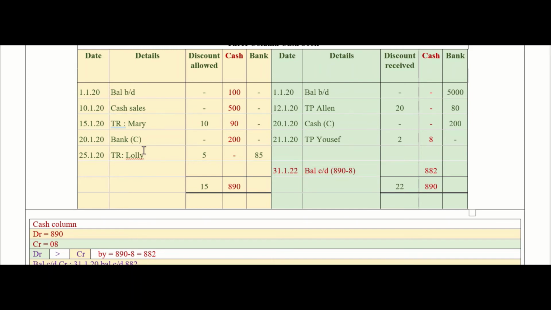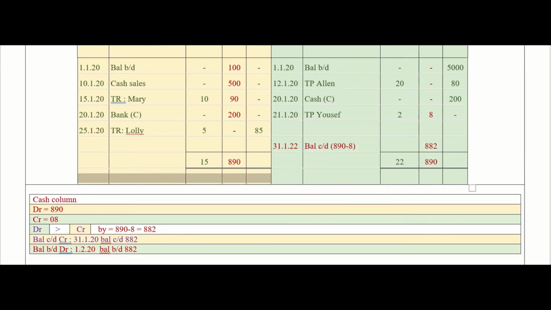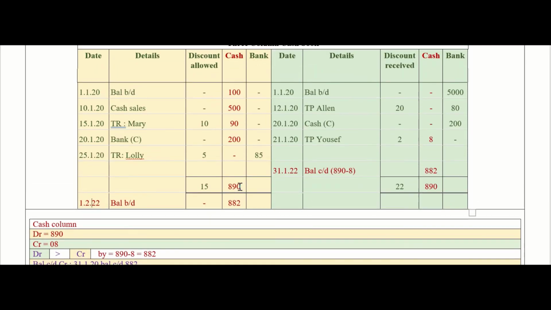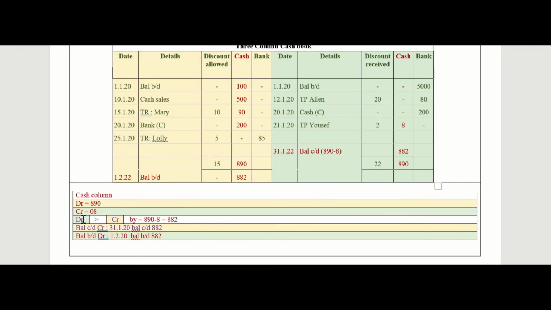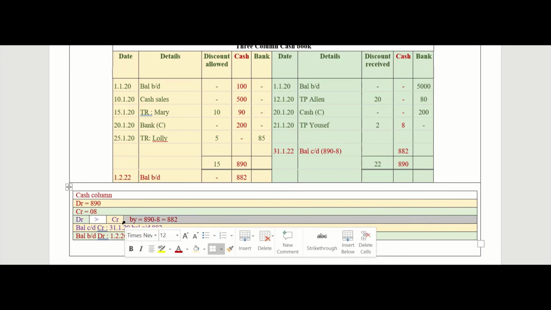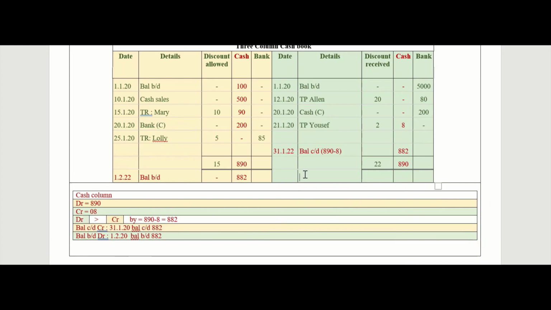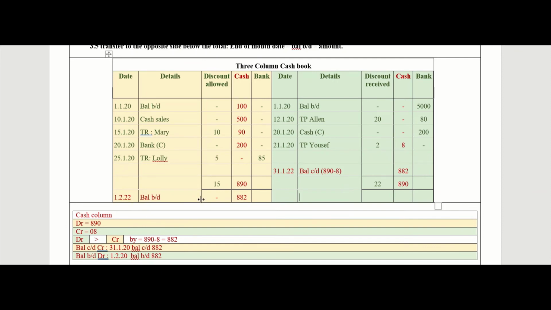It's not yet over. Now you go to the credit side. The next date would be 1st of Feb 22, balance brought down, and the same amount you wrote for carried down should be written for brought down as well in the cash column. To summarize, debit side total is 890. Credit side total is 8. Debit side is greater than the credit side by 882. 890 take away total of 8. Therefore, you write balance carried down on the credit side. Write the amount in the cash column. Balance brought down on the debit side the next date as balance brought down 882. So this is how you balance the cash column of a 3-column cash book.